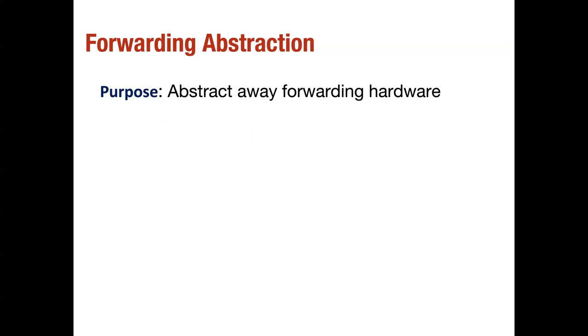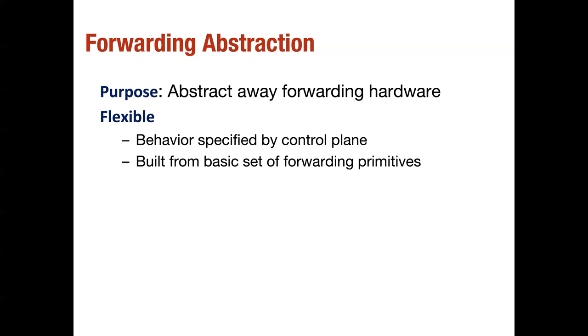right? So what is forwarding abstraction? The forwarding abstraction is the one that abstracts away the forwarding hardware, right? So it decouples the forwarding decisions from the hardware that is making those forwarding decisions. It is flexible because its behavior is specified by the control plane, the control programs that we were talking about. And it is built from basics that are forwarding primitives, right? So a forwarding primitive can be, okay, send this to a particular port, or drop this packet, or maybe send this to another queue or something, right? So these are the decisions of the forwarding primitives that it is based on.